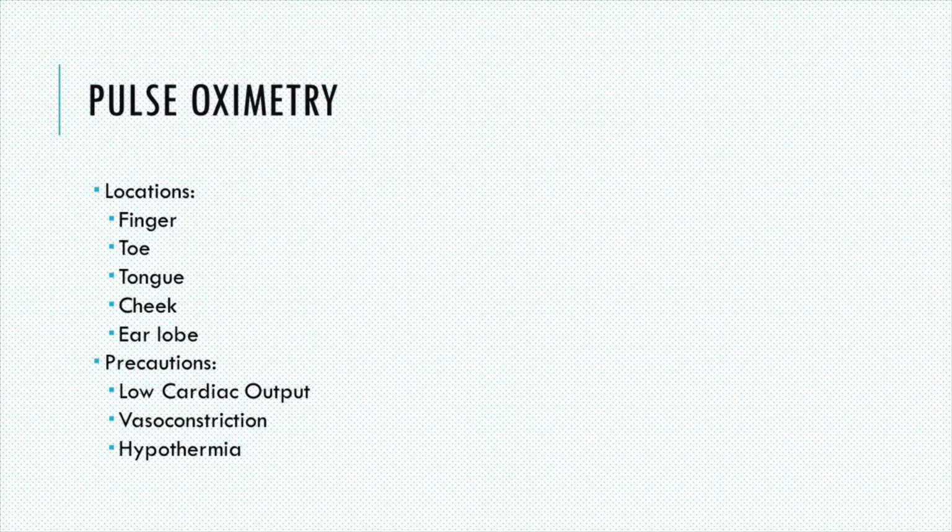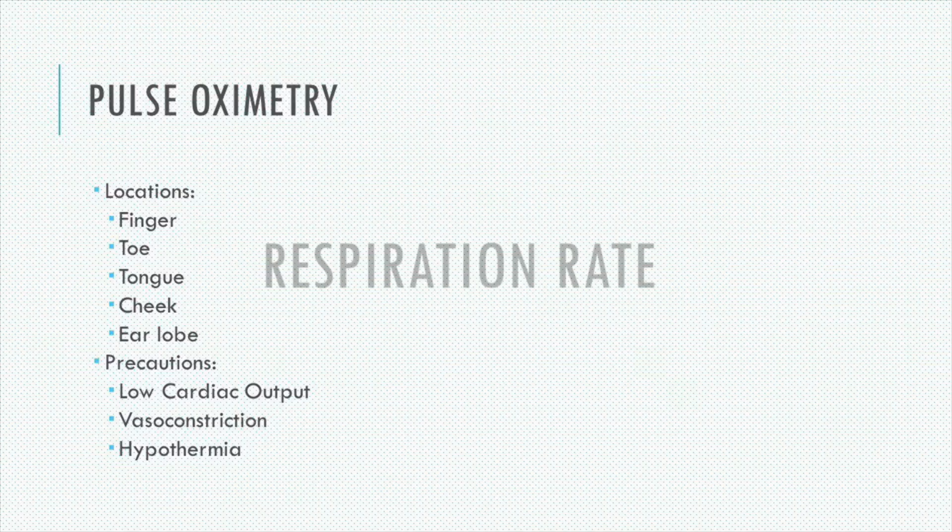As a medical instrument, the pulse oximeter can be used in various locations. In addition to the finger, it can be placed on the toe, tongue, cheek, and earlobe. Precautions of this instrument include low cardiac output, vasoconstriction, and hypothermia. These conditions can either stop or change the pulse reading on the oximeter.